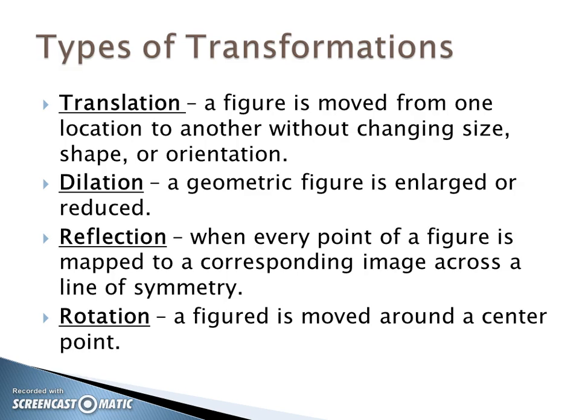Our types of transformations: a translation is a figure that slides, so it does not change size, shape, or orientation. A dilation enlarges or reduces a figure. A reflection flips a figure over the line of symmetry, and a rotation turns the figure around a point.